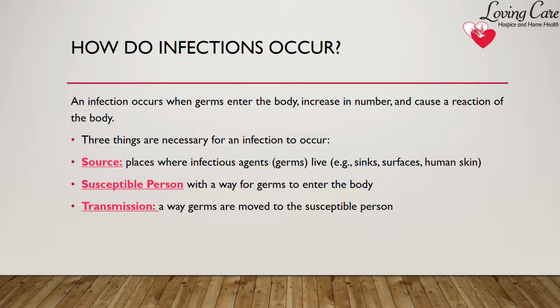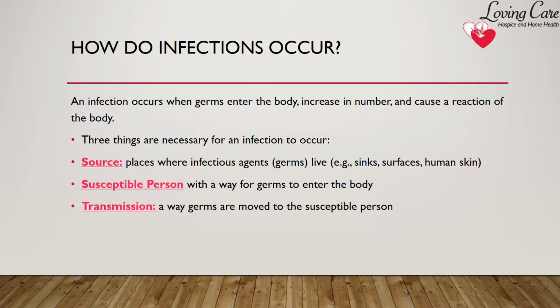So how do infections occur? An infection occurs when germs enter the body, increase in number, and cause a reaction of the body. Three things are necessary for an infection to occur. The first thing is a source.